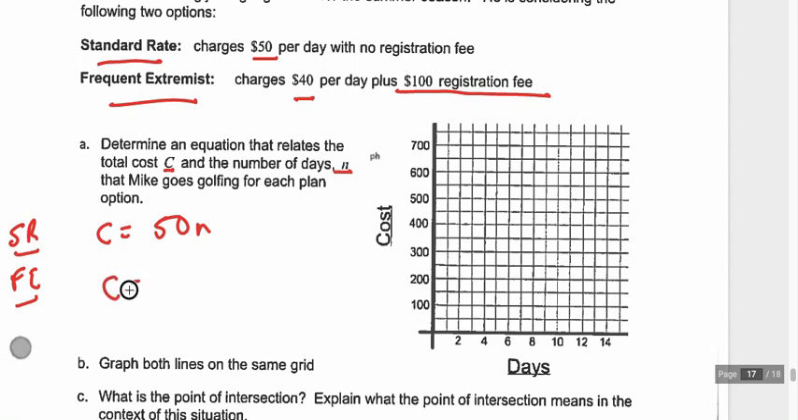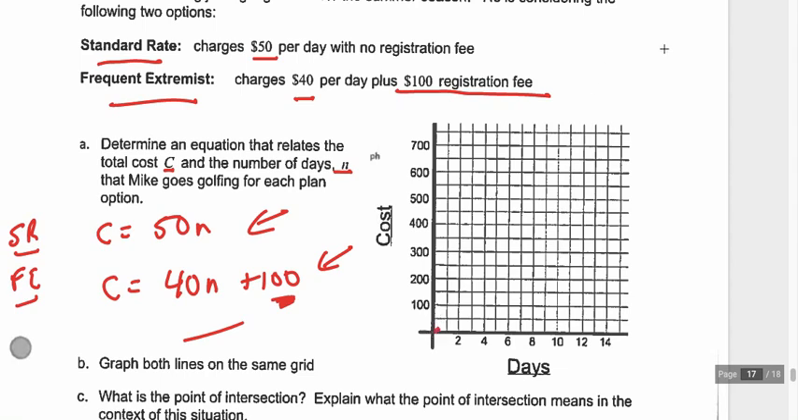This guy here, my cost, okay, so equation number 2, you're going to have a cost that is going to be $40 times n, $40 per day, plus $100, okay? Now that is going to be here, let's go over this. This guy here is going to be your direct variation. This is going to be partial, right? Because you got a little piece here that's extra.